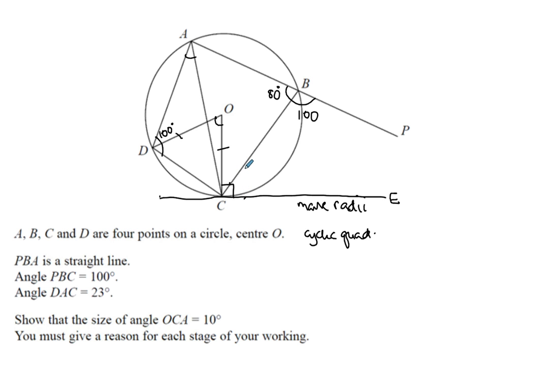Do we have anything here right now? Let's just go by what we've done. DAC is 23. So that kicks in there, so that's 46. What else can we do? That angle there we can calculate. But let's just continue reading the question. Show that size of angle OCA. So OCA, that little bit there, is 10.